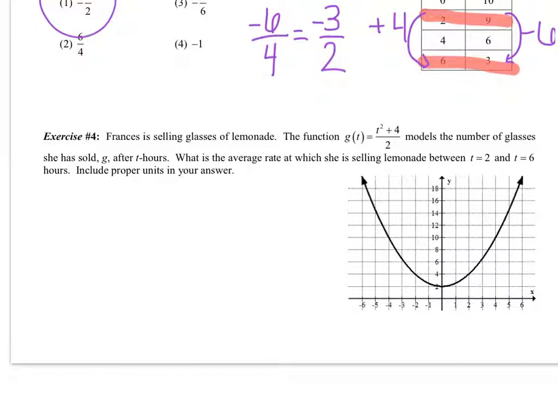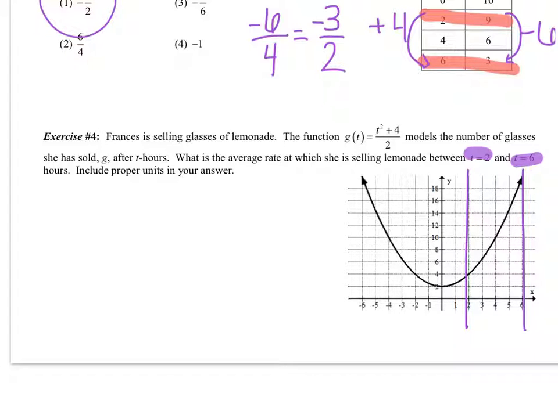Okay, exercise 4 talks about Frances selling glasses of lemonade, and this is the function that models the number of glasses she has sold, G, after T hours. And it says, what is the average rate at which she is selling lemonade between T equals 2 and T equals 6? So already I know my 2 T values, which are really my x values, because that's my input. So on the graph, let's find where t, or x, is 2, and where t, or x, is 6.